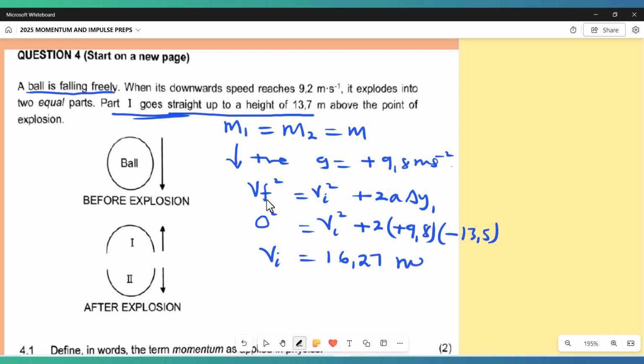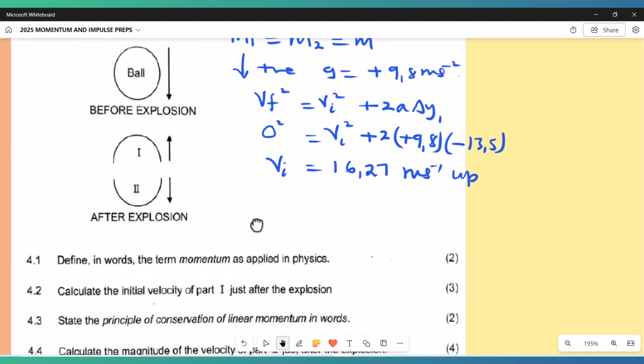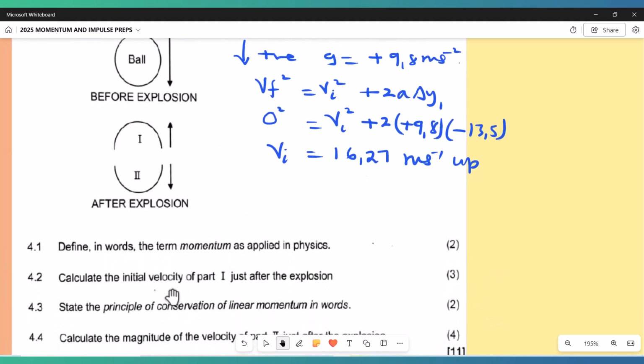So this is 16.27 meters per second. I note it is upward, because it was going up initially. They wanted the velocity, so I must say meters per second upwards. Even though I chose downwards as positive, whenever you take a square root you get two answers, the positive and the negative. So here I must make it negative, and afterwards I say upwards. I hope we are together.